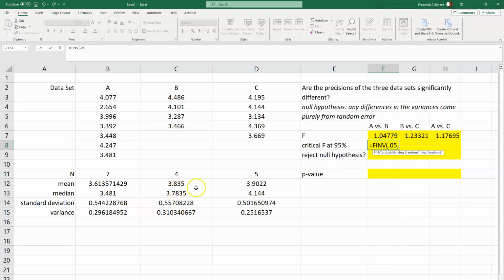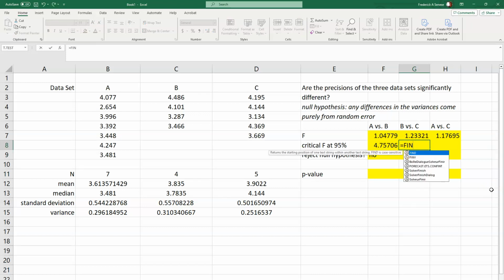So when I look at A versus B, we said that the larger variance is set B. So I'm going to put degrees of freedom for set B next. That's n minus 1, the degrees of freedom for set B. Now I'm going to do degrees of freedom for set A. There's my critical F value. Now notice that my F is not bigger than the critical F, so I cannot reject the null hypothesis with 95% confidence.